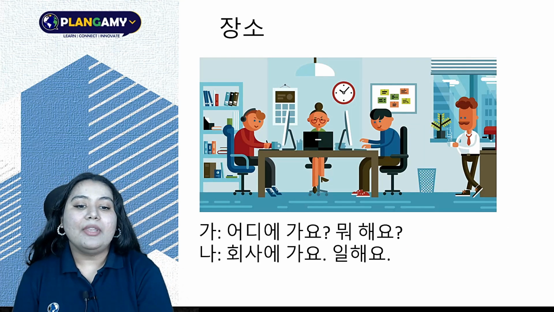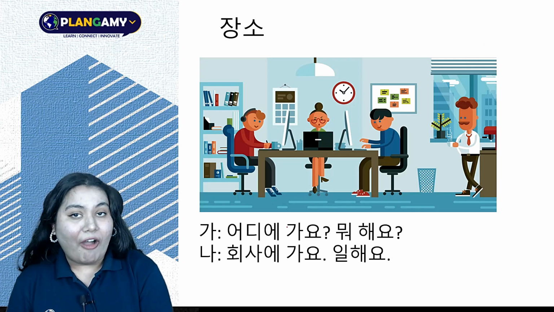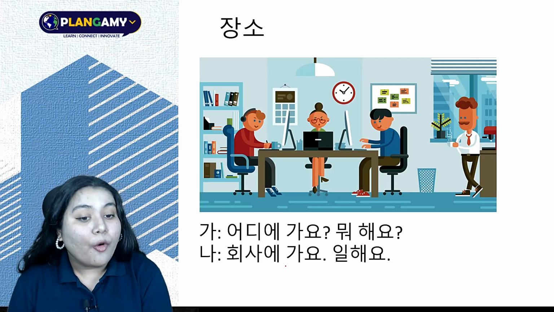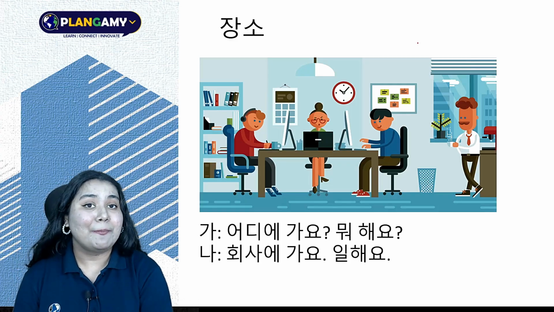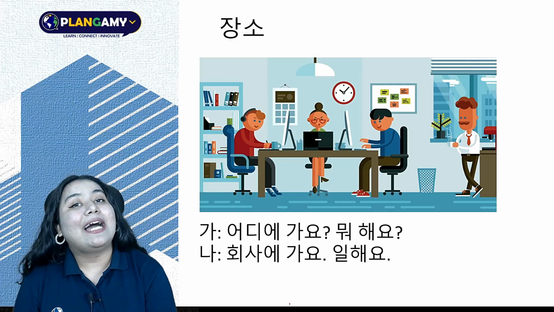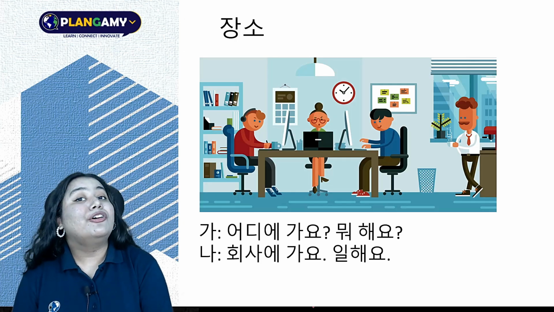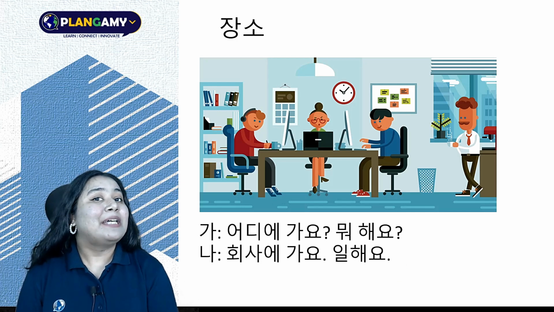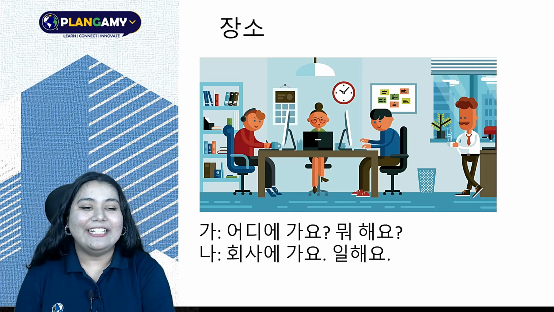장소. Let's listen to this. Let's read this conversation out loud. 어디에 가요? Where do you go? 뭐 해요? What do you do? It's a 회사, right? So 회사에 가요. 일해요 or 일을 해요. Go to the 회사 and work. I can also say 회사원이에요. This person is a 회사원. We can conclude from that. Right? Next one.